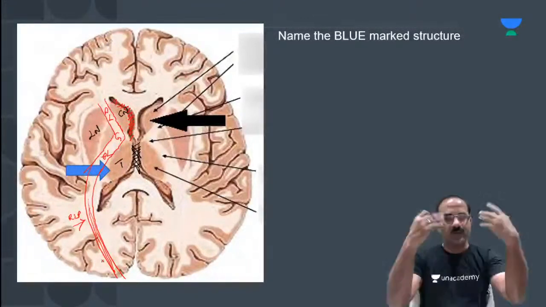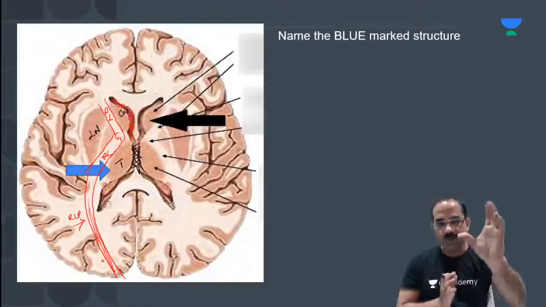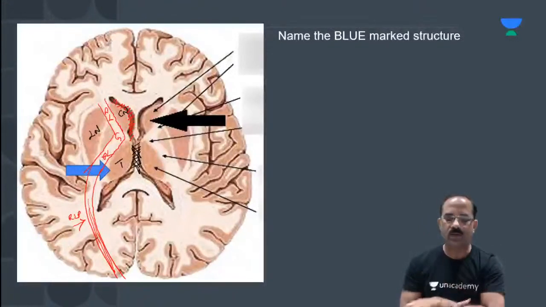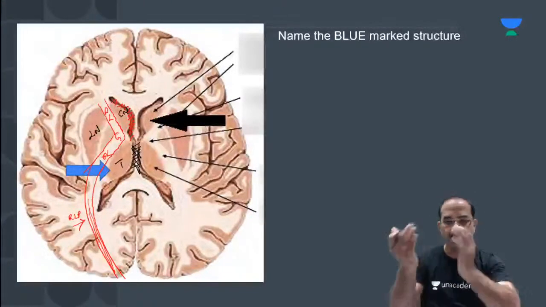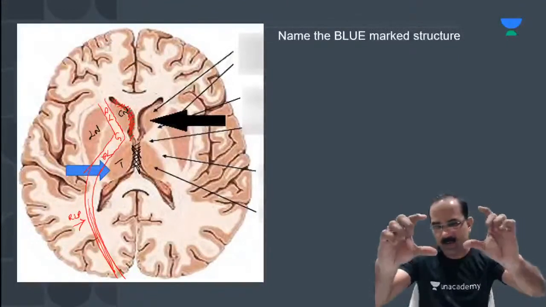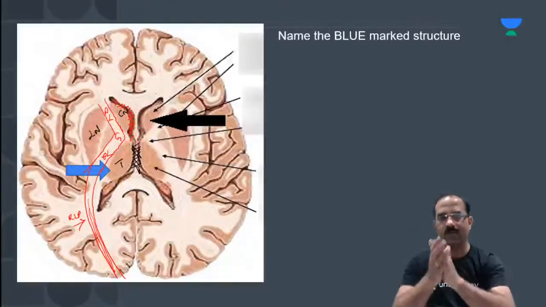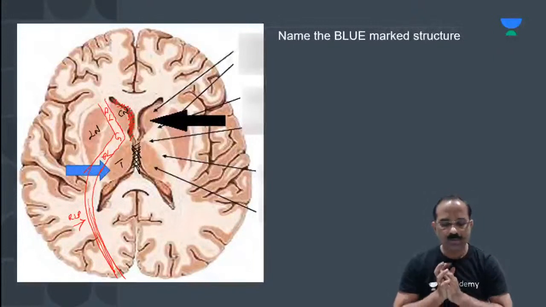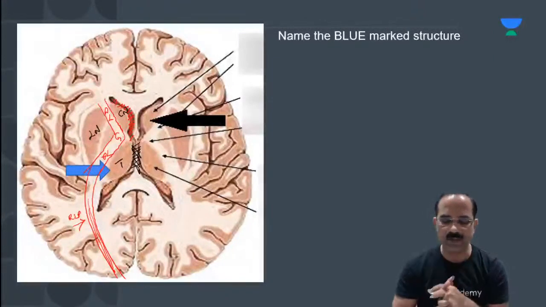Sublentiform part. Quickly, students, can you tell me what fibers the retrolentiform part contains? What fibers are present in the retrolentiform part of the internal capsule? I just want the important fiber present in the retrolentiform part. Anyone?